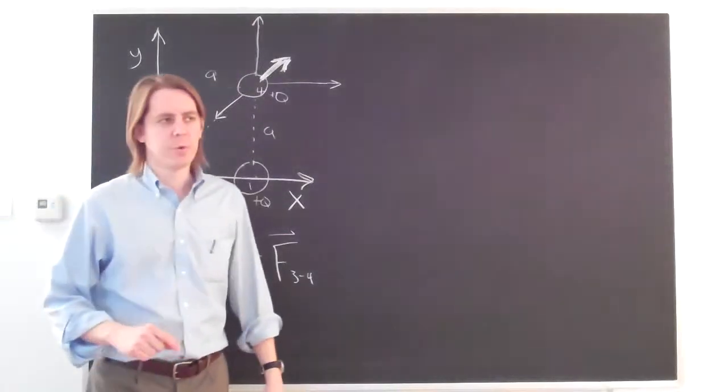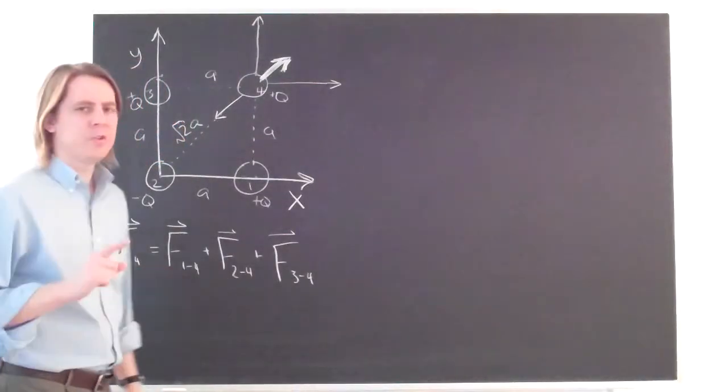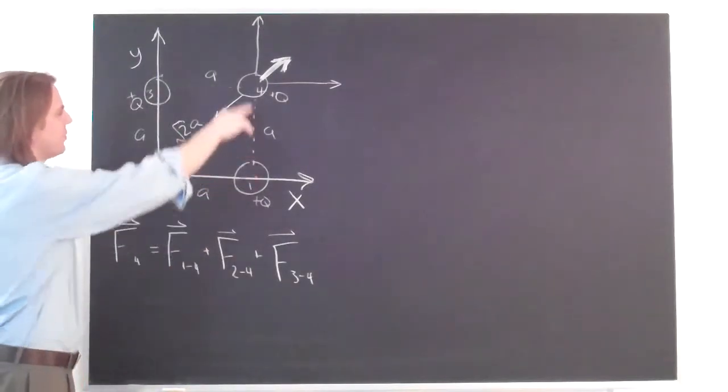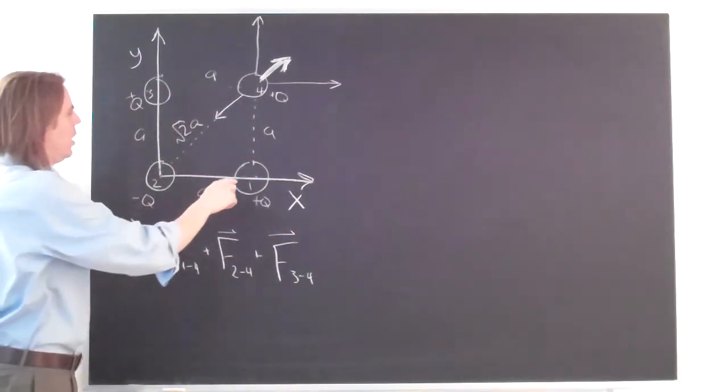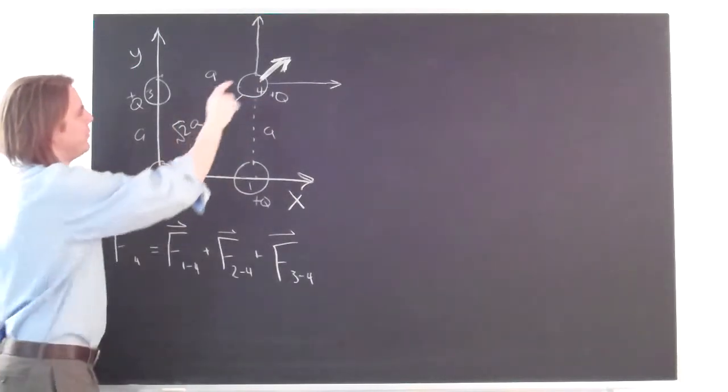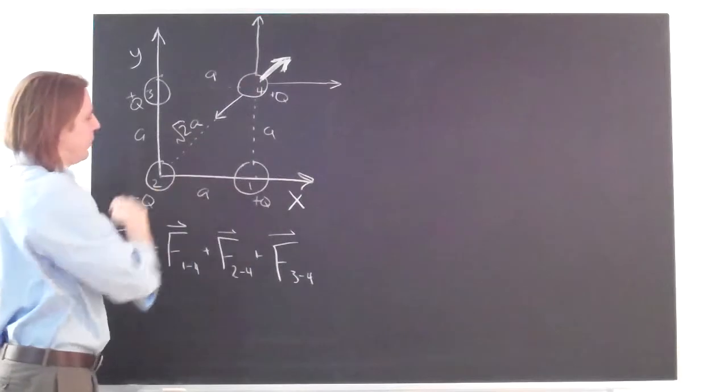Here we're going to look at the 4 charges again, and we're going to do it without inspection. So this is our drawing from last time: 4 charges making a square with sides A. 3 of them plus Q, 1 of them minus Q. And the question was, what is the force on charge 4 due to the other 3 charges?